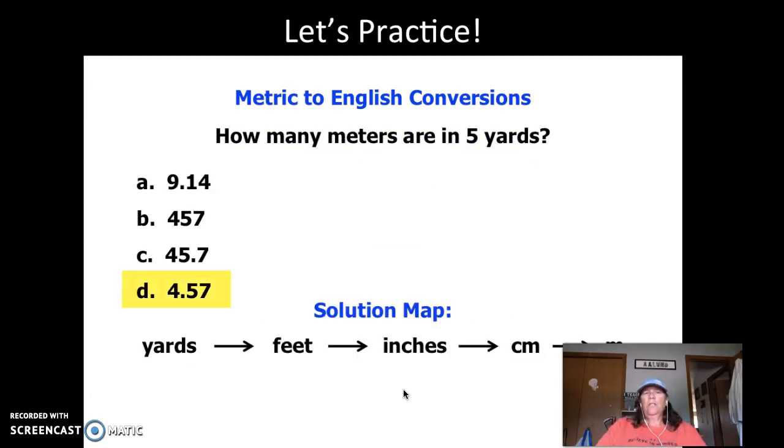You'd have to do your conversions. You'd have to change yards to feet. I know there's 3 feet in a yard. I'd have to change feet to inches. I know there's 12 inches in a foot. And then I know that in centimeters, it's 2.54 centimeters, and then change it to meters.